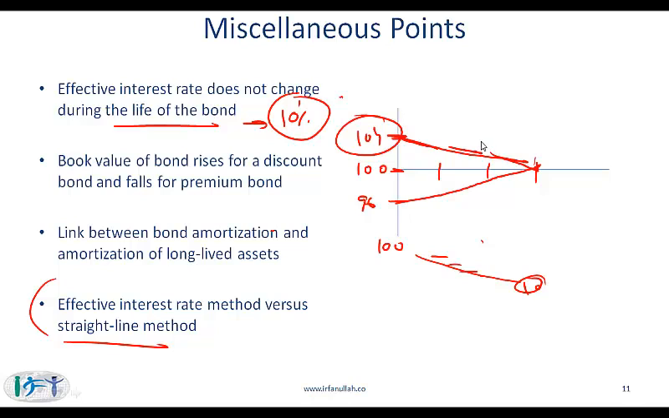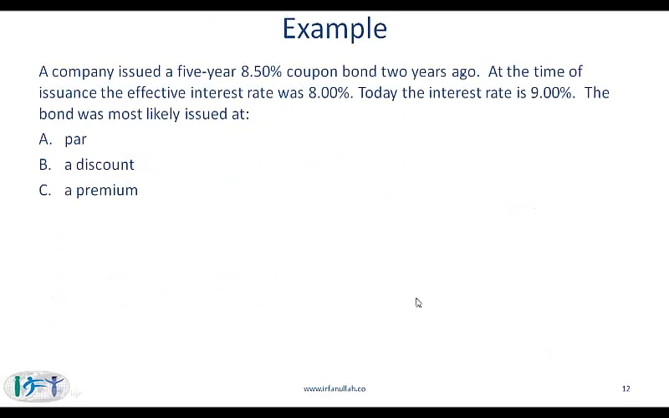With the effective interest rate method, the amortization is not equal, and you can see that from the examples that we have discussed. But if you are not told what method to use, the default in general is to use the effective interest rate method. I want you to do this question now.